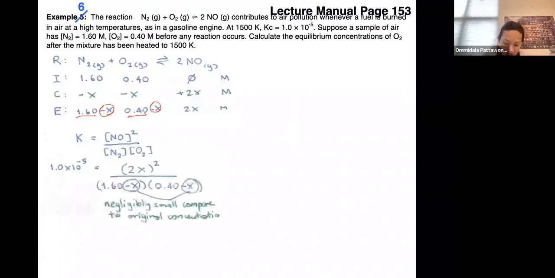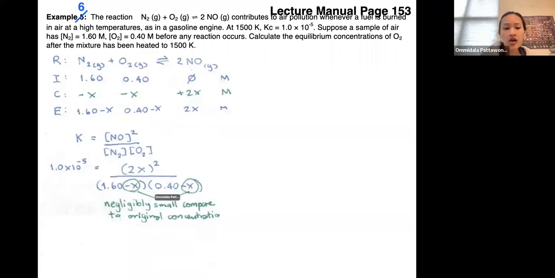Again, as I mentioned earlier, let's say you have $1.6 million and you lost $1, that's just not going to be significant. Same thing if you have $0.4 million and you lost only $1, that is not going to be significant. However, if you have $0 and you gain $2, of course it's going to be significant in that case. So here, we are going to omit those negative x in comparison to the initial concentration.